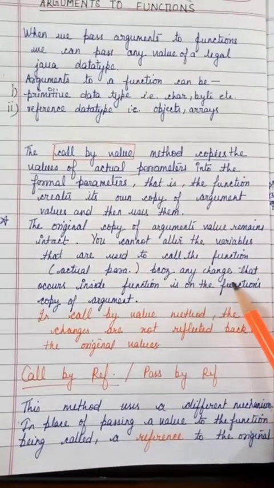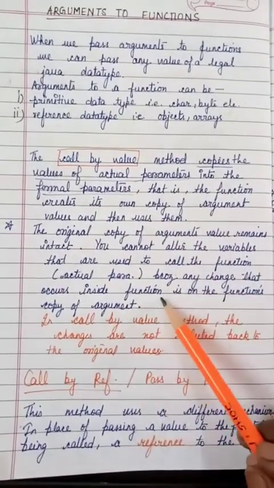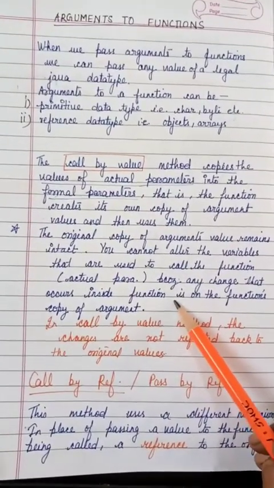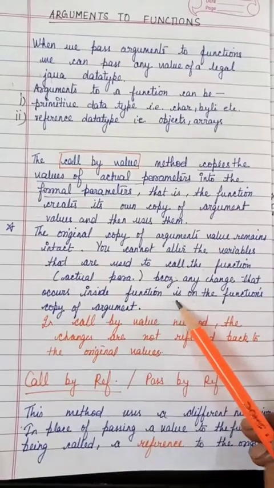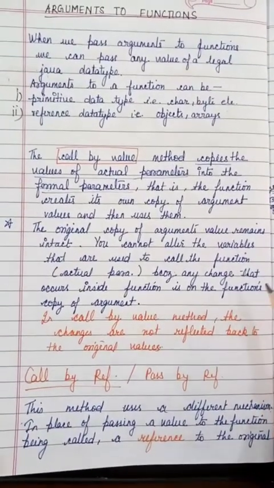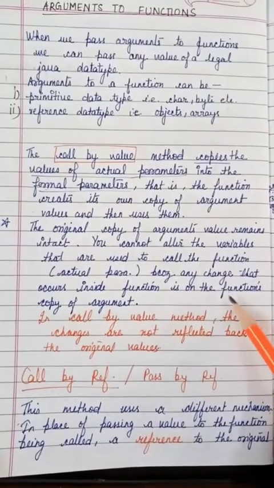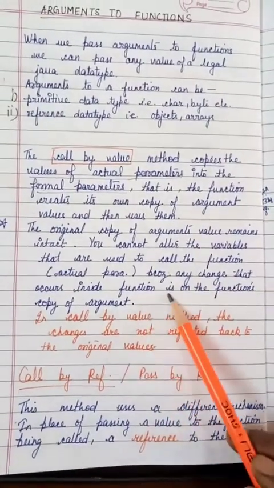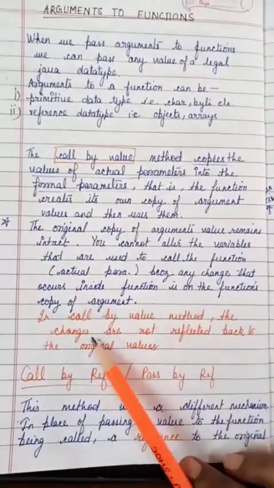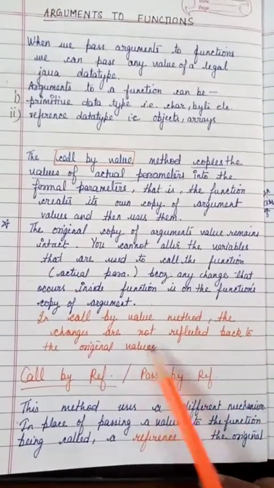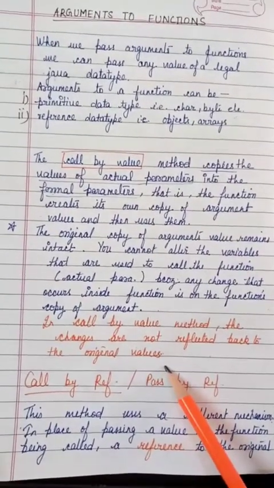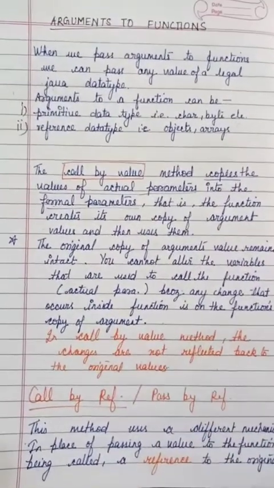Because any change that occurs inside function definition, if you are making any change in your copy, the changes will not reflect into the original one. Any changes that occur inside the function are on the function's copy of the argument. So in call by value method, the changes are not reflected back to the original value or to the actual parameters.